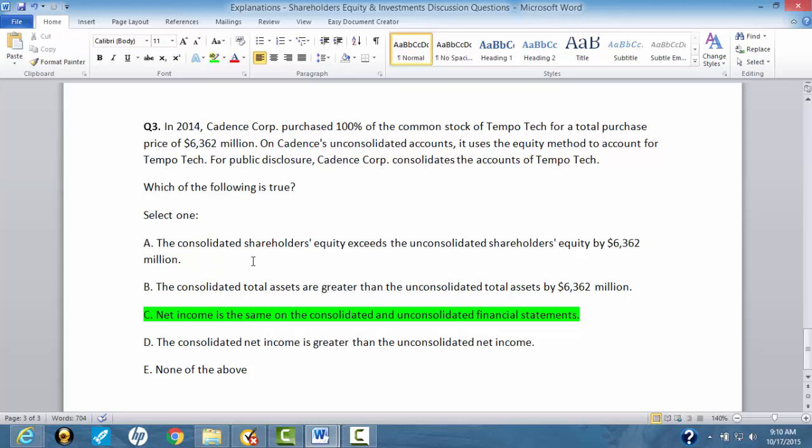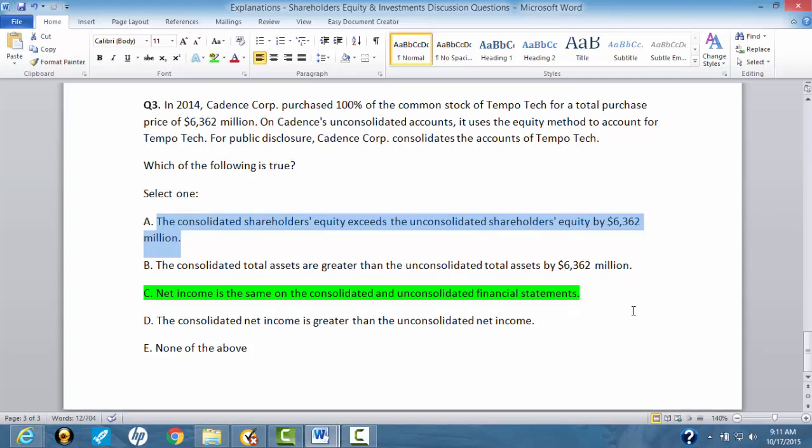Option A, the consolidated shareholders' equity exceeds the unconsolidated shareholders' equity by 6362. Now remember that the unconsolidated shareholders' equity is for Cadence Corporation before it does the consolidation. And we are being told that when it consolidates, its shareholders' equity will increase by 6362. However, we know that when a parent company consolidates with its subsidiary, we do not combine the shareholders' equity. We only combine assets and liabilities. So A is incorrect. It cannot be true.